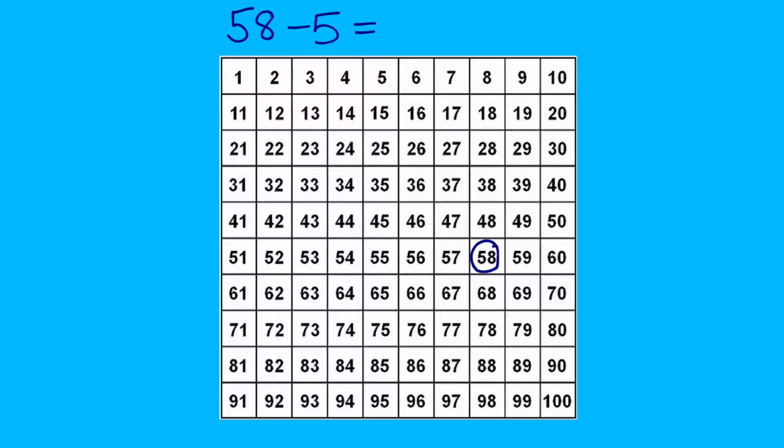That means to go backwards. 1, 2, 3, 4, 5, and I've ended up on 53. So I know that 58 take away 5 is 53. Let's try a harder question.